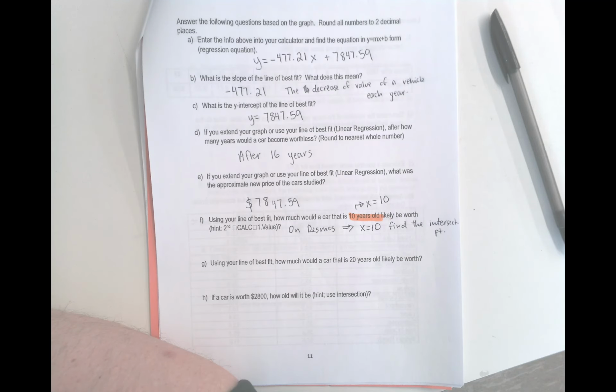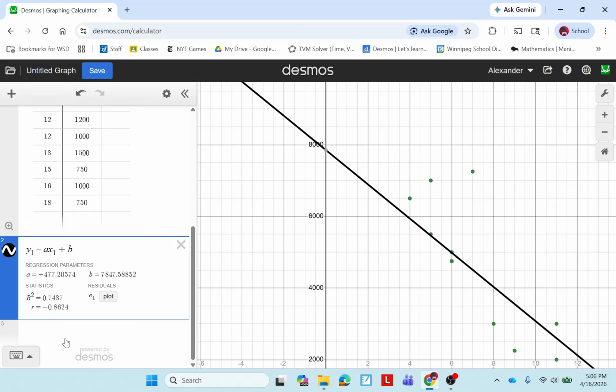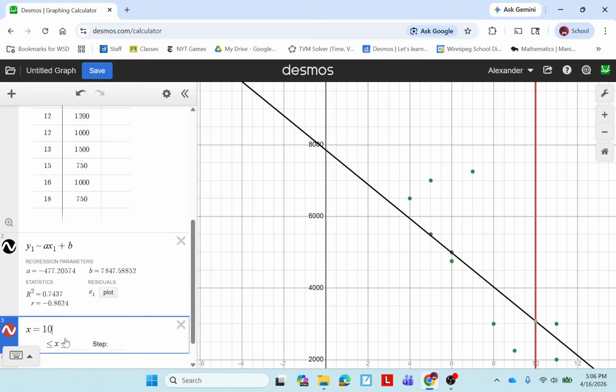So I'm going to switch one more time to Desmos. I'm going to enter a new line, x equals 10. That's this red line right here. This is where they intersect. So the value of this particular car would be $3,075.53.